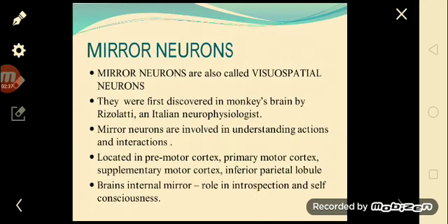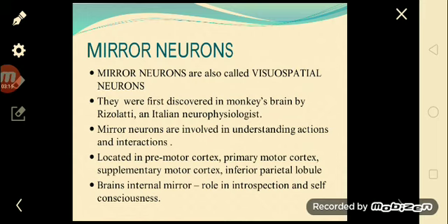These are the mirror neurons. Mirror neurons are mostly present in the motor cortex. These are also called visuospatial neurons. What are visuospatial neurons? That means they help in observing the movement, imagining the movement, and executing the movement. First of all, if we see anything, the mirror neurons get activated through the visual feedback, and the brain imagines the movement, organizes the movement, and remembers the movement. This is the action of mirror neurons.